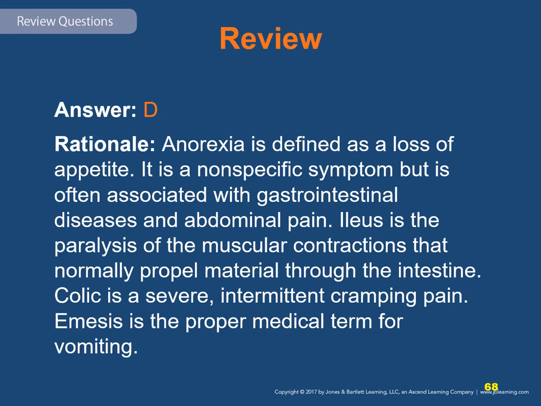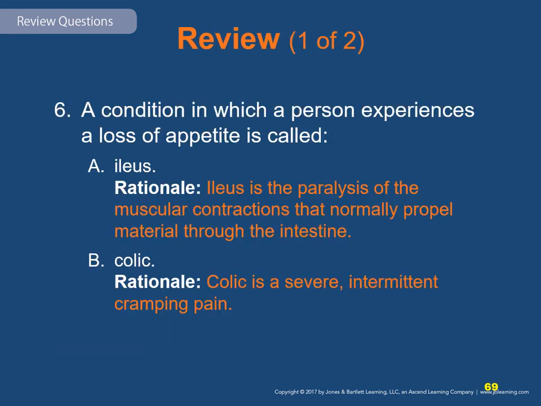Ileus is the paralysis of the muscular contractions that normally propel material through the intestine. Colic is a severe intermittent cramping pain. Emesis is the proper medical term for vomiting. A condition in which a person experiences a loss of appetite is called A. ileus. That's incorrect because ileus is the paralysis of the muscular contractions that normally propel material through the intestine. B. colic. That's incorrect because colic is the severe intermittent cramping pain.